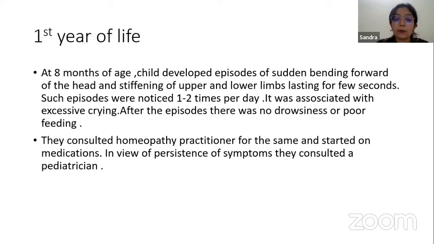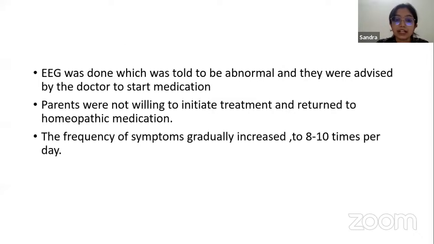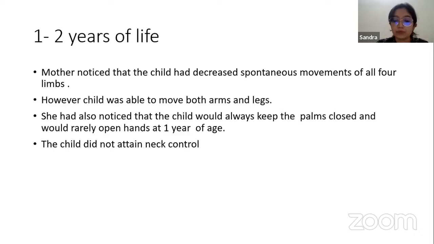They consulted a homeopathy practitioner for the same and were started on medications. In view of persistence of symptoms, they consulted a pediatrician. EEG was done, which was told to be abnormal, and they were advised by the doctor to start medication. The parents were not willing to initiate treatment and returned to homeopathic medication. The frequency of symptoms gradually increased to 8 to 10 times per day. At 1 to 2 years of life, mother noticed that the child had decreased spontaneous movements of all four.